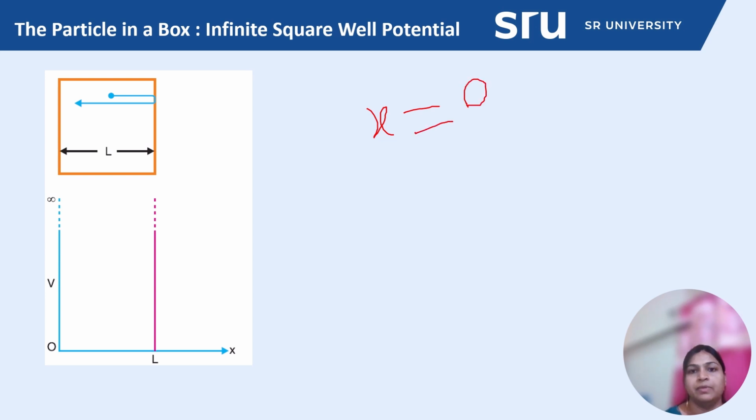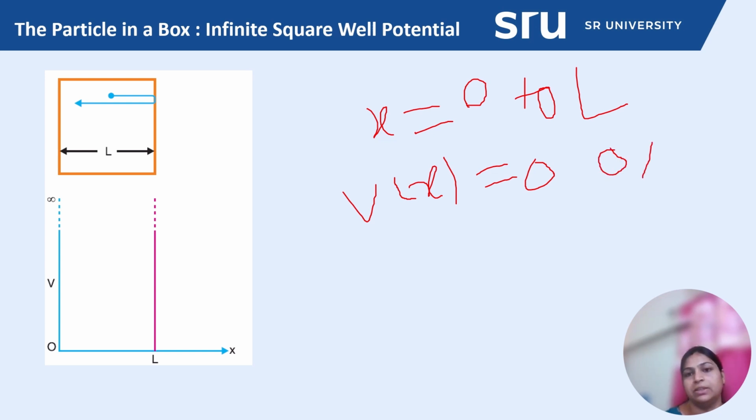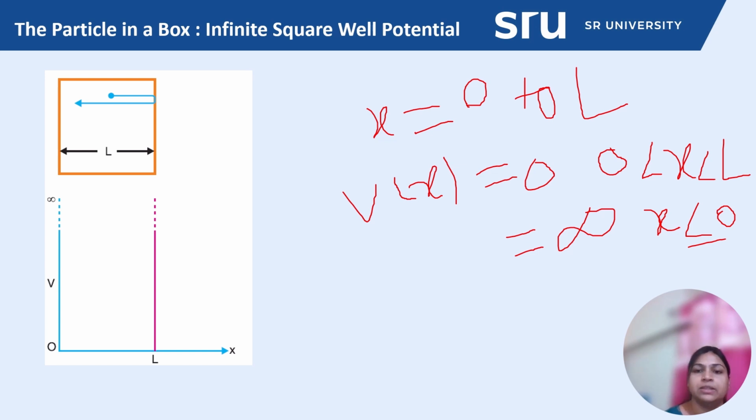The potential V(x) is equal to 0 while x is between 0 and L, and V(x) is equal to infinity while x is less than or equal to 0 and x is greater than or equal to L. That means outside this length 0 to L, the potential V is infinity.